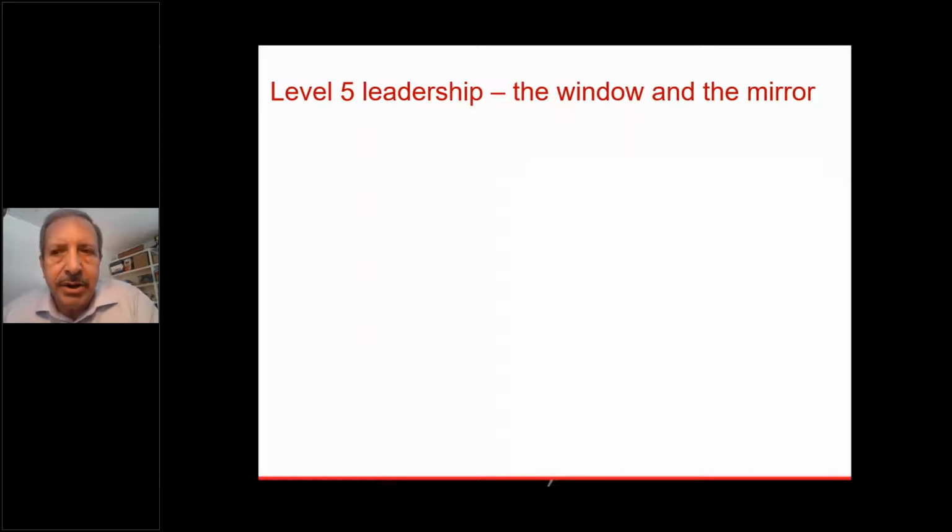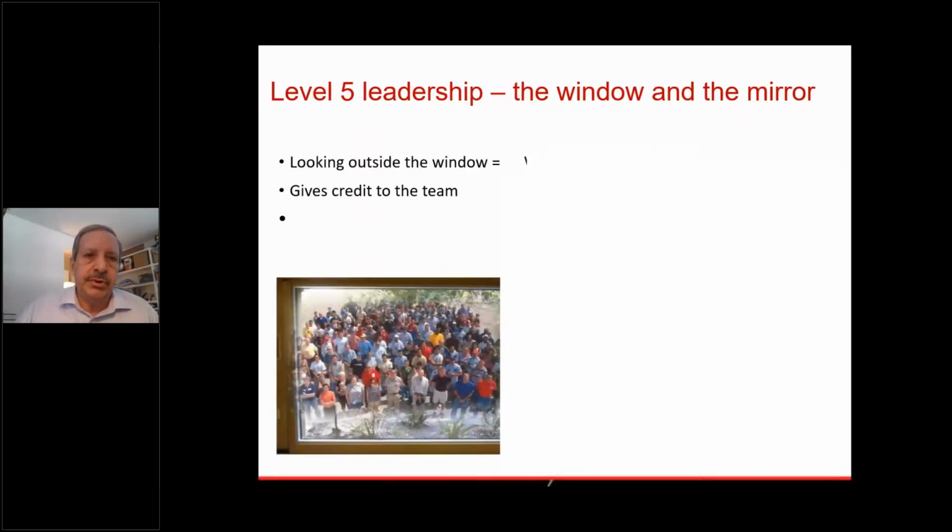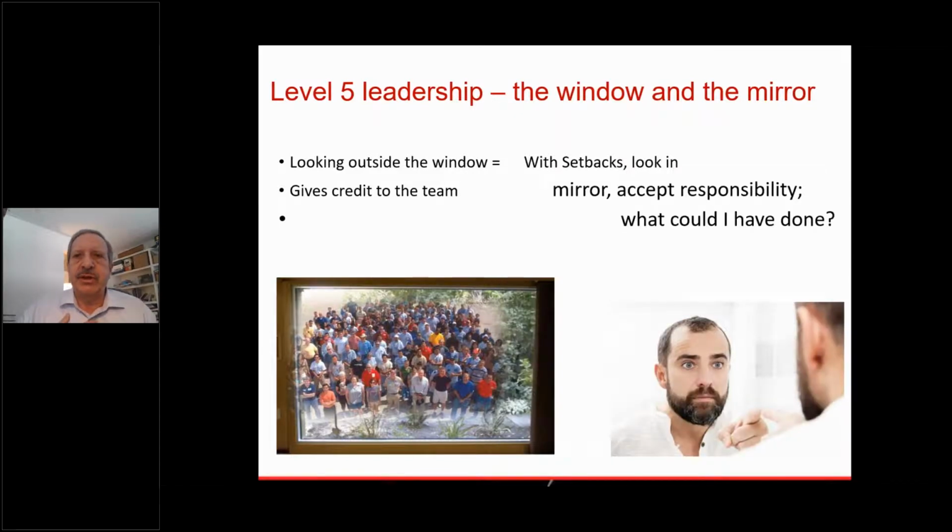Now, in order to take on an assignment like this, we have to be level 5 leaders. And Jim Collins, Good to Great, and in subsequent writings, I heard a seminar by him lately, I went in for a refresher. He talks about the importance of using the window and the mirror. So when things go well, we congratulate our team. We look out the window and we say, hey, great job, team. But when things don't go well, if there are setbacks, we look in the mirror and we ask ourselves, what else could I have done?